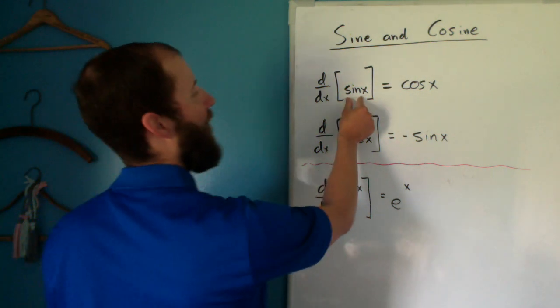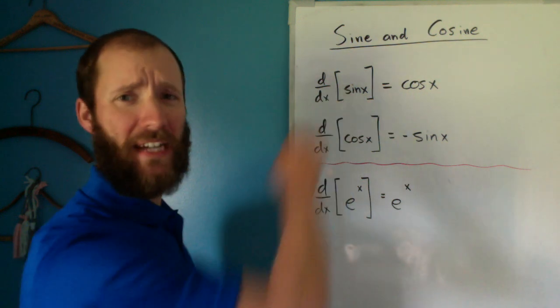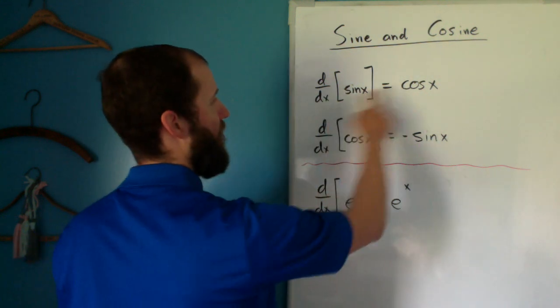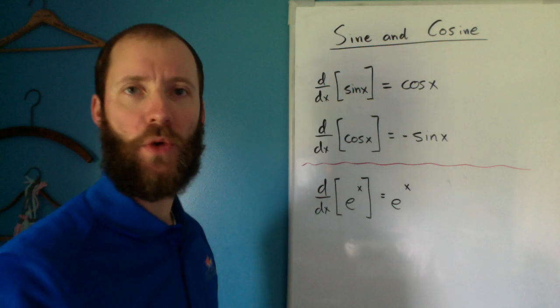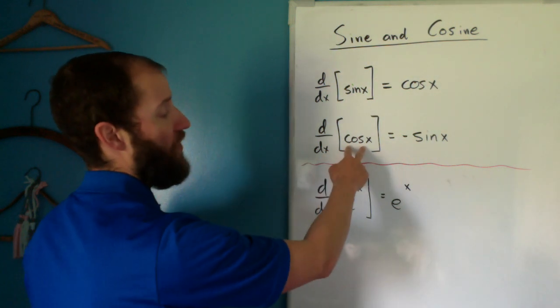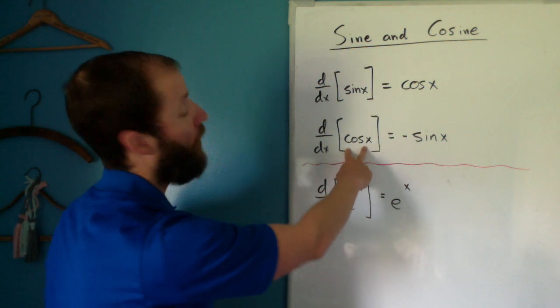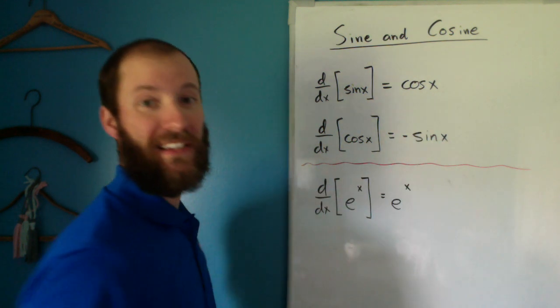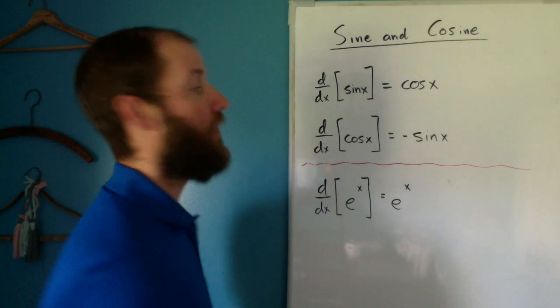Whatever you see, you replace it with something else. So if you see a sine that you are taking the derivative of, wherever you see a sine, you just replace that with a cosine. The derivative with respect to x of cosine: wherever you see a cosine, you replace it with a negative sine.